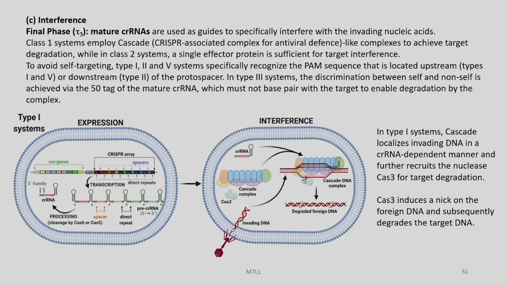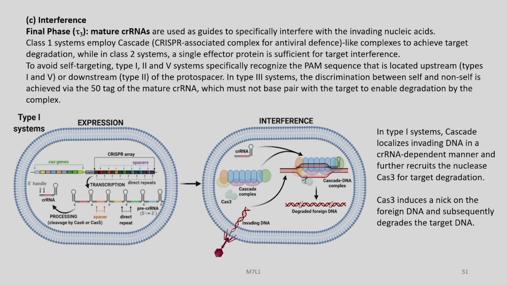Review of Genetics. Let us now look into the events that occur at the third phase, or the final phase, or the tau 3 stage, interference. Here the mature CRISPR RNAs are used as guides to specifically interfere with the invading nucleic acids. Class 1 systems employ cascade-like complexes to achieve target degradation, while in class 2 systems a single effector protein is sufficient for target interference.